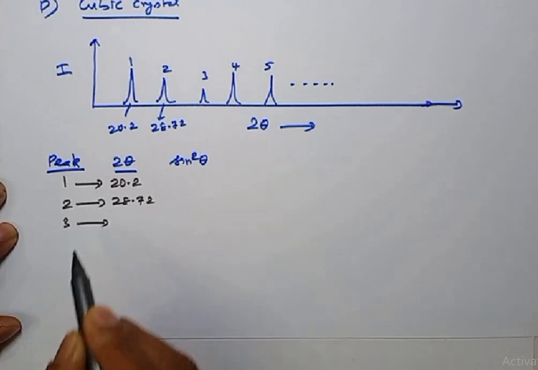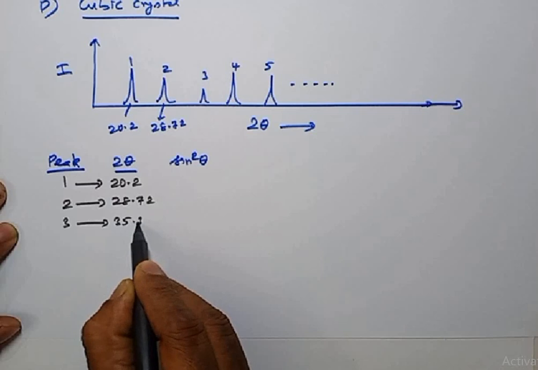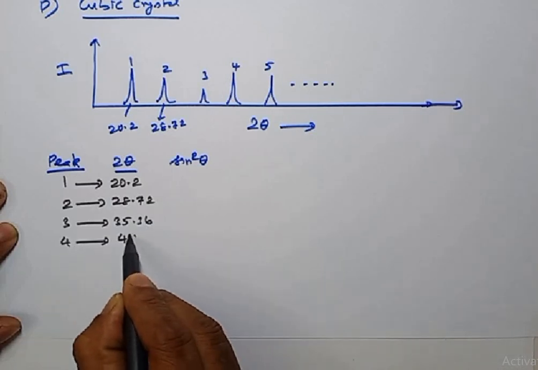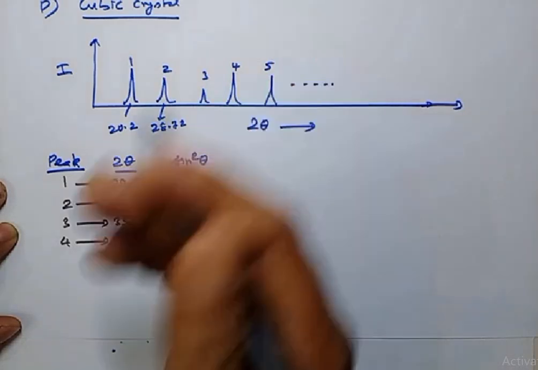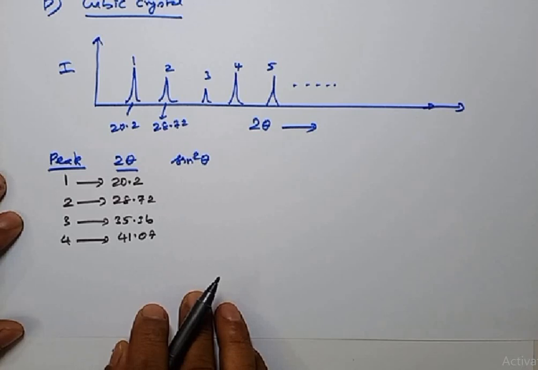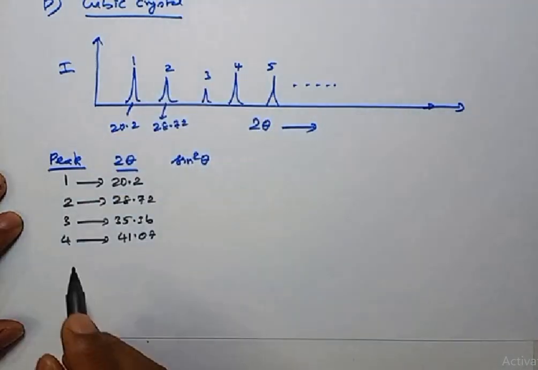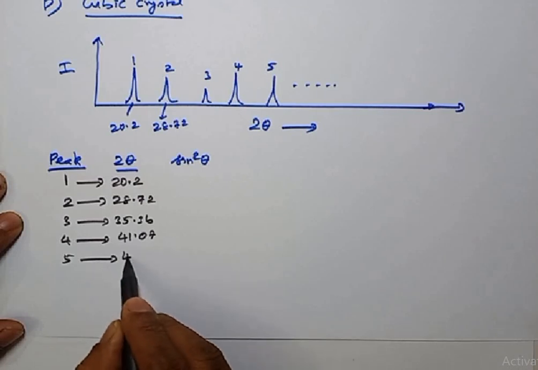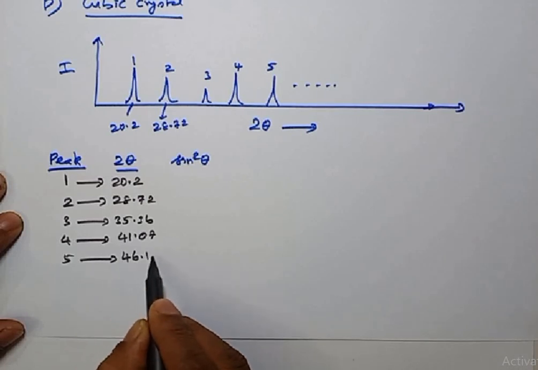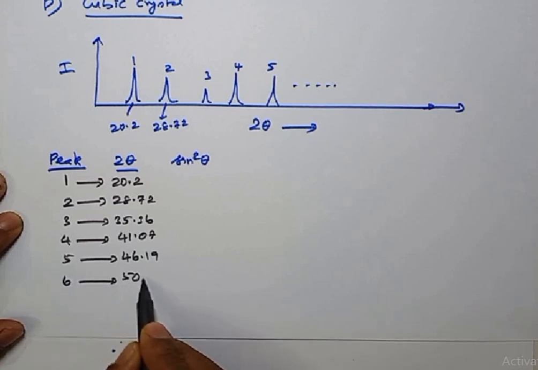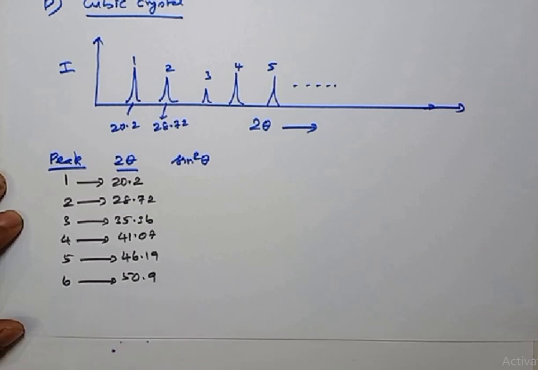Then the third peak appears at 35.36. The fourth peak appears at 41.07. All these values we obtain from the XRD pattern, or the XRD spectrum. Then the fifth one, we get a peak at 46.19 degree. Then the sixth one, we get a peak at 50.9 degree. Like that we get many signals. Here I have given only 6.